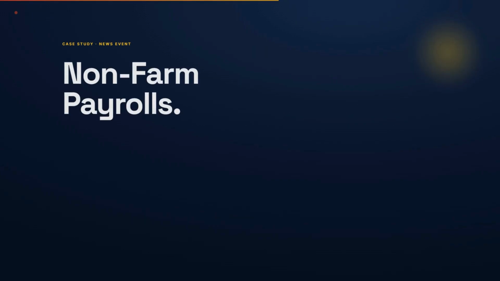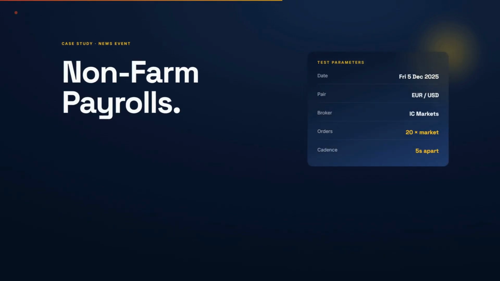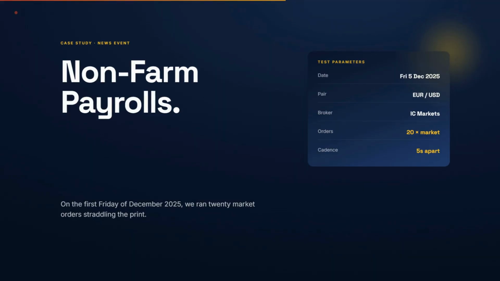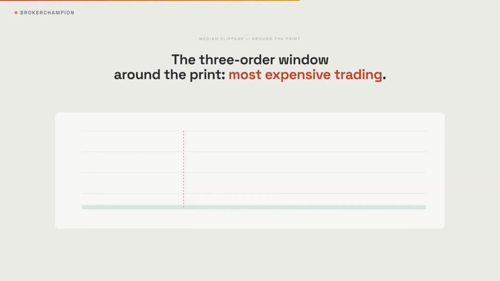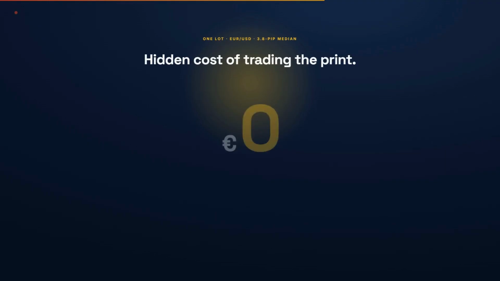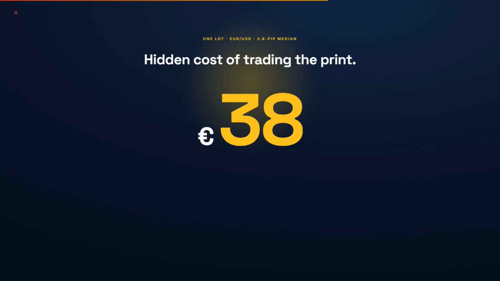Now here's where it gets brutal. News events. On the first Friday of December 2025, we placed 20 market orders on Euro-USD at IC Markets, 5 seconds apart, straddling the non-farm payrolls release. The numbers tell the story. Orders before the print, median slippage 0.2 pips. Orders within 5 seconds of the release, median 3.8 pips. One outlier at 12. 30 seconds later, back down to 0.6 and fully normal by 13:31. The 3-order window around the print was the most expensive trading in the entire test.